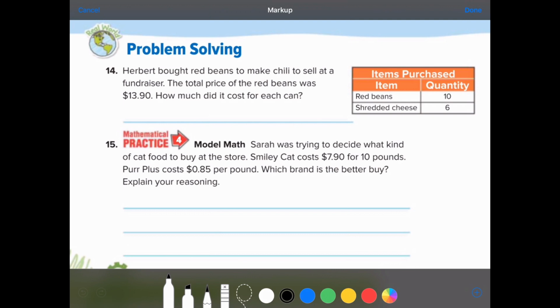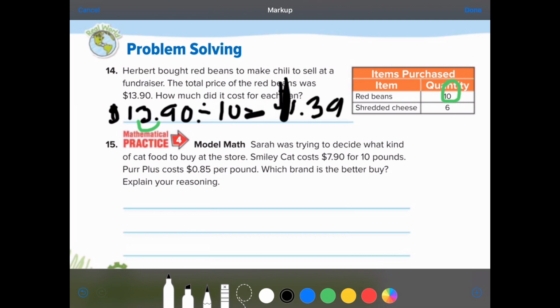Number 14, Herbert bought red beans to make chili to sell at a fundraiser. The total price of the red beans was $13.90. How much did it cost for each can? So what they want you to see is that there are 10 cans of red beans. So now this whole chapter we have been doing division. So probably understand that they're going to ask you to do division here too. But divided by 10. All right, we move that decimal point 1 spot to the left, so our answer is going to be 1.39. Each can costed $1.